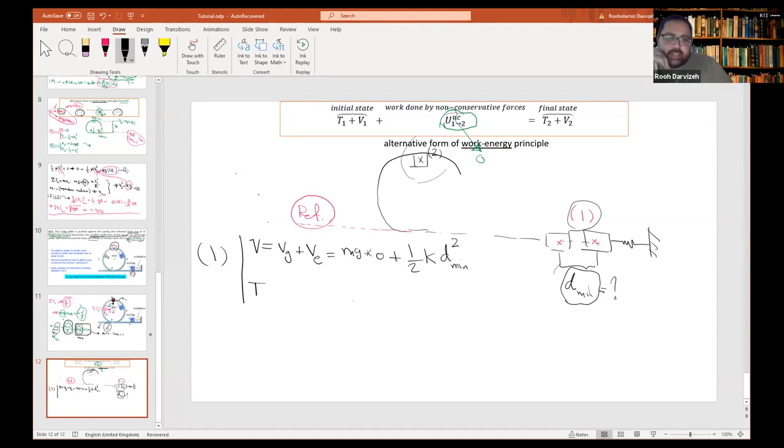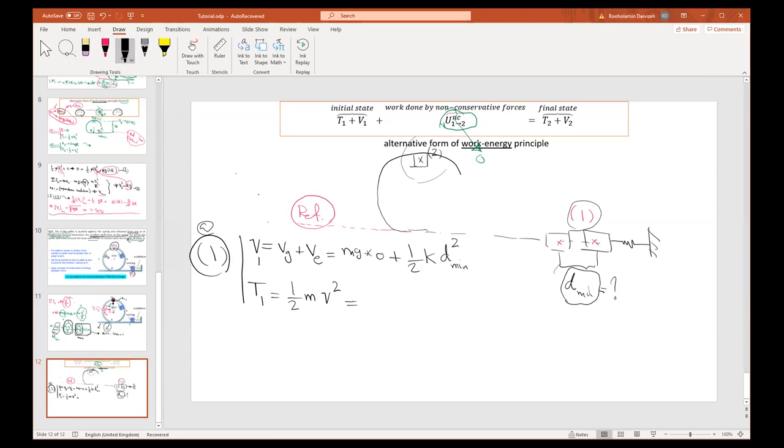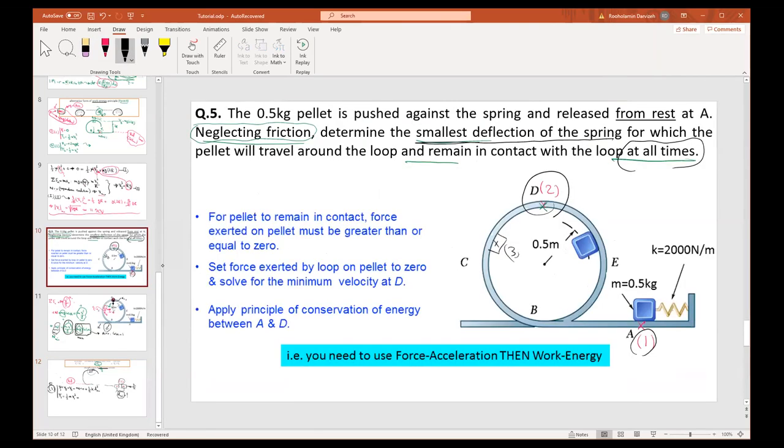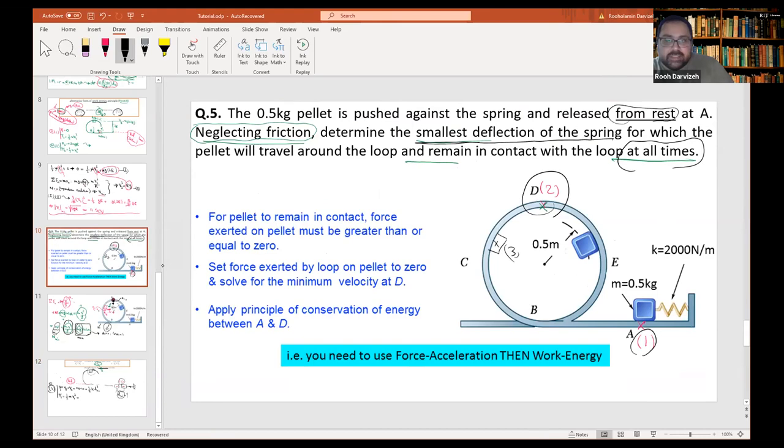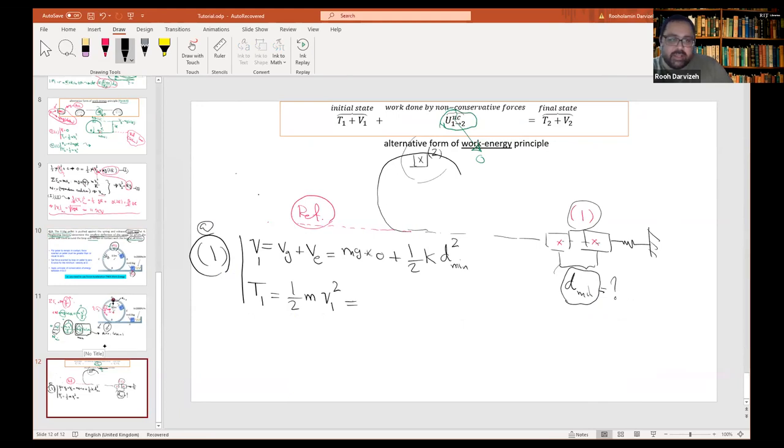What kinetic energy at this point? I call it state one. This is the definition of kinetic energy we had, and we also worked it out based on the definition of the work done by a force. Do I have any kinetic energy at state one? Zero. Released from rest. Perfect. Then V1 is zero.